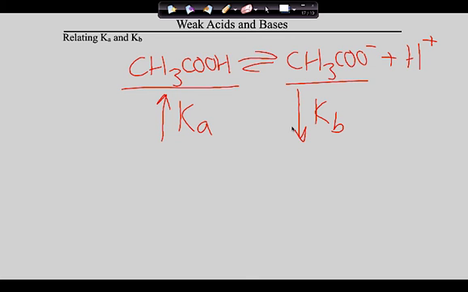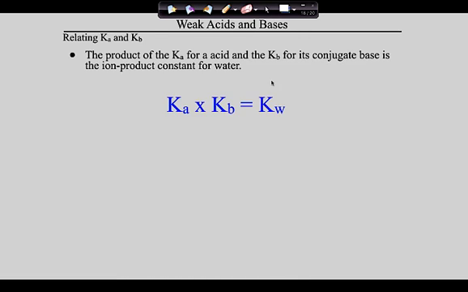And guys, that is not just a generic relationship that says as the Ka of an acid goes up, the Kb of the weak base goes down. It's actually a mathematical relationship. And guys, the mathematical relationship, which is also in your equation chart, is this. Ka times Kb is equal to Kw.